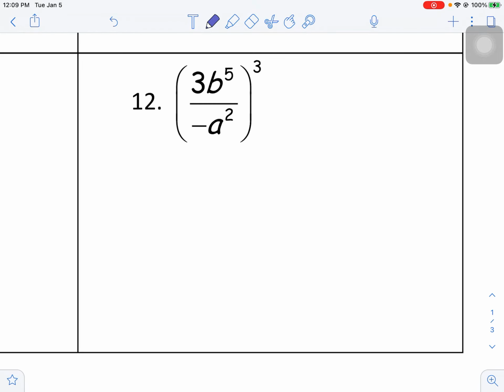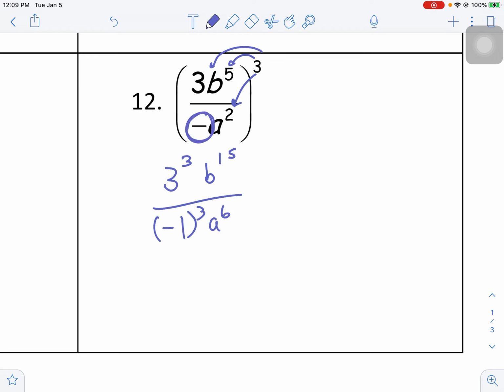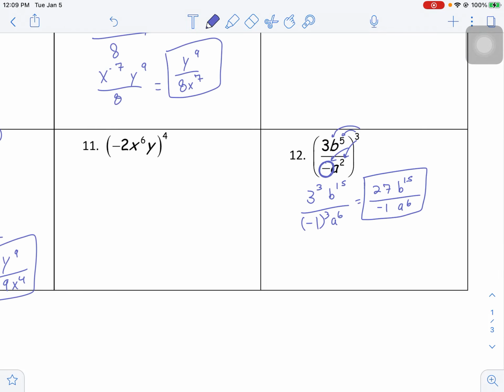Sliding over here to 12, it's just a positive exponent, so I'm just going to distribute it right away. Nothing to worry about there. So that's 3 to the 3rd, b to the 15, negative 1 to the 3rd, a to the 6th power. I got that negative 1 to the 3rd because of this negative. I'm technically distributing the 3rd power to that negative as well, which is negative 1 to the 3rd. 3 to the 3rd is 27, b to the 15 over negative 1, a to the 6th. And then no more simplifying can happen there, so we're good, just like that.